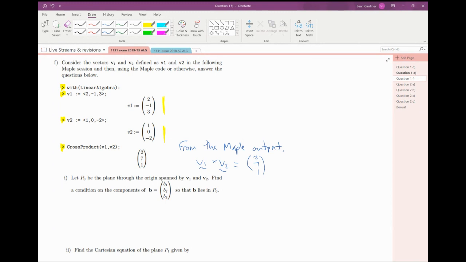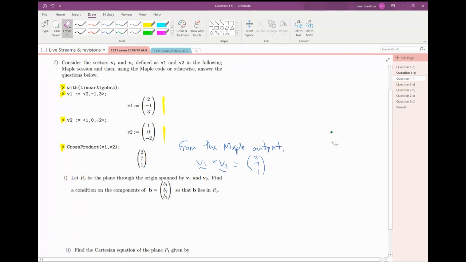And we want to be able to describe any vectors b that lie in that plane. So you might like to sketch out what's happening here before you do anything else. So in this case, we have the origin.